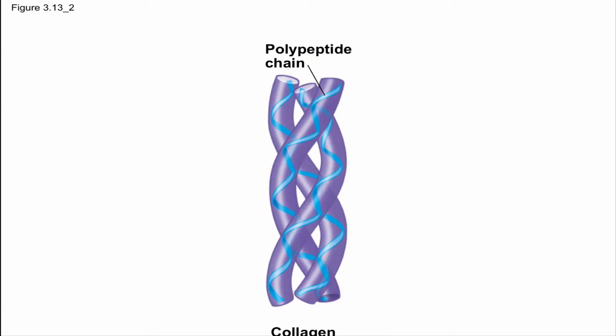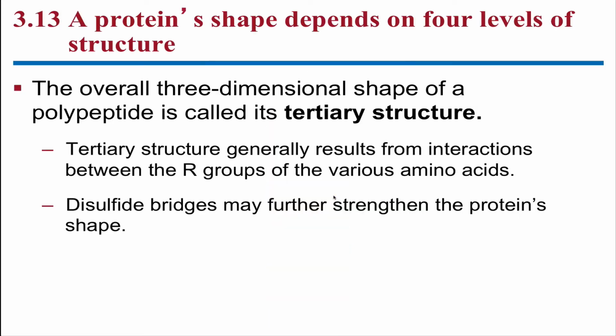Coiling and folding are maintained by regularly shaped hydrogen bonds between hydrogen atoms and oxygen atoms along the backbone of the peptide chain. So look at an example over here. This is another example. This is an example of collagen. And again, what do we have? You have one polypeptide chain going over here, another one over there, and another one here. So you've got three polypeptide chains that are interacting with one another. This would be a good example of that quaternary structure. Okay, and we'll get to that in a minute.